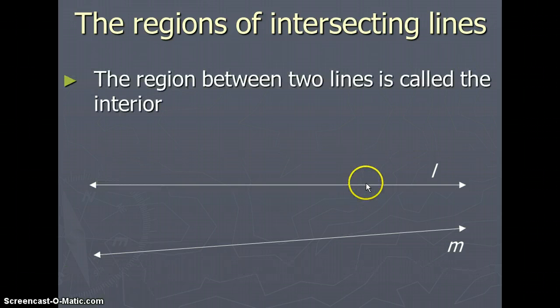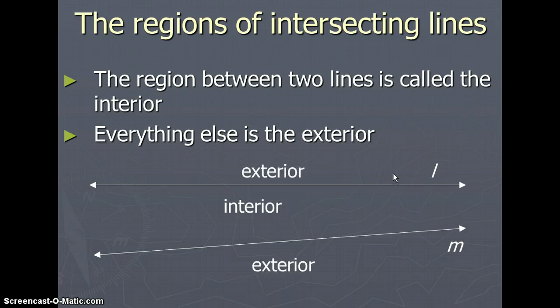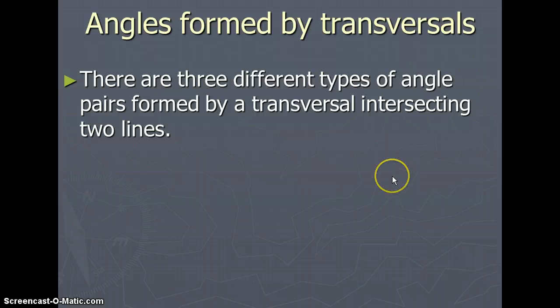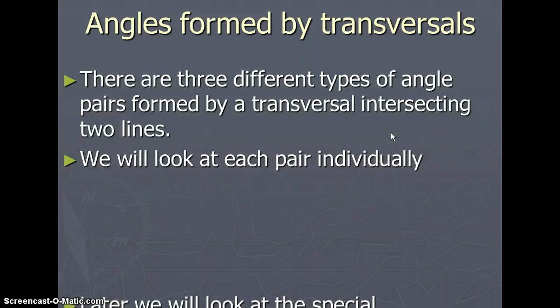Regions of intersecting lines. If you have a region that's between two lines, so line L and line M, we call that the interior. Anything else is the exterior. It's outside of the lines. The reason we need to know this is it's going to lead into the main idea of the section, angles formed by the transversals. There are three different types of angles that we can have formed by these intersecting lines.